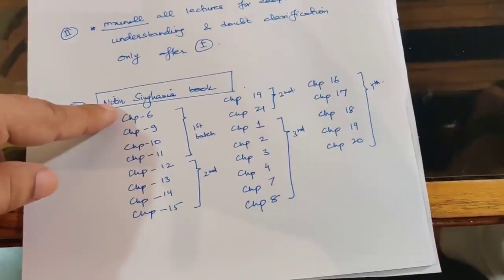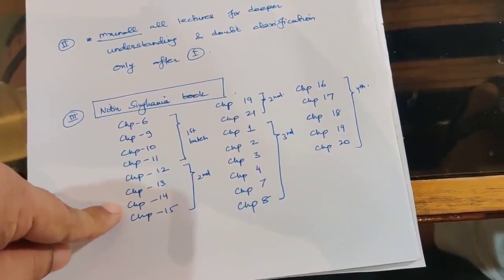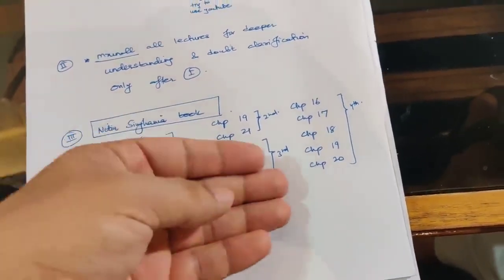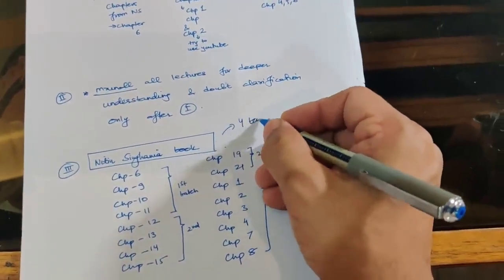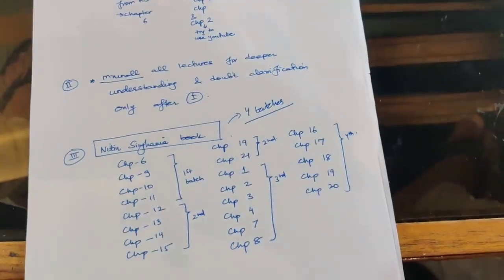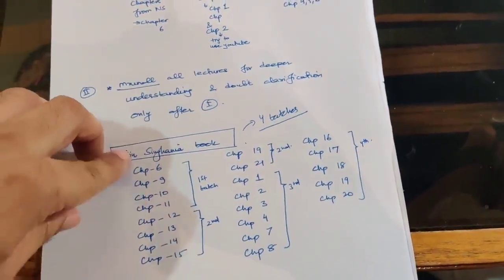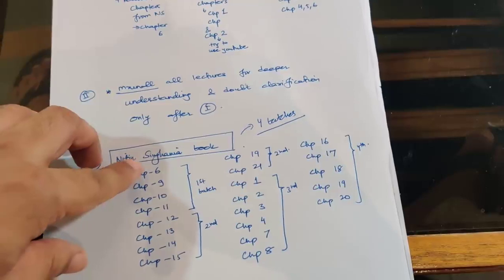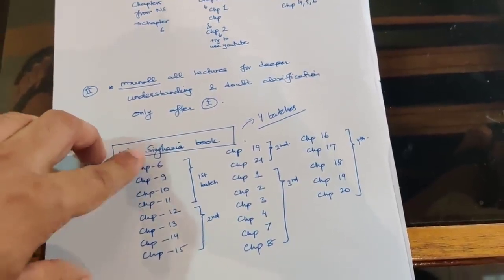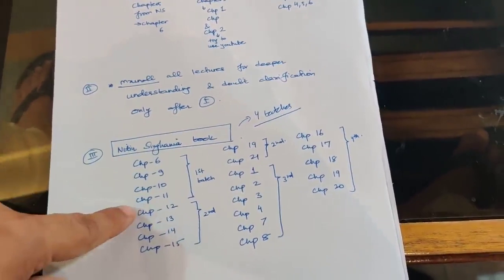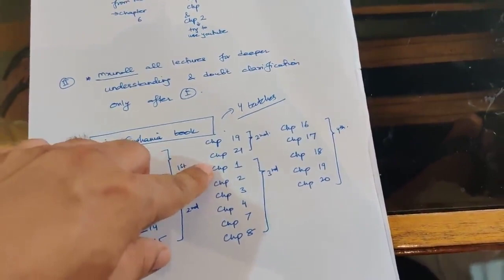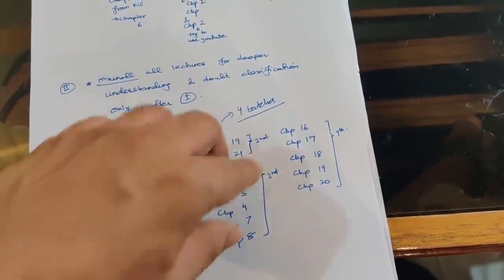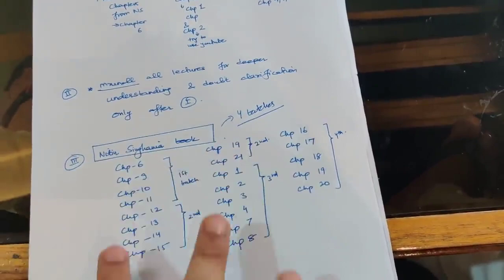This is the sequence in which you should read the Nitin Singhania book. This is the first batch, second batch, third batch and fourth batch. So I have divided the Nitin Singhania book into 4 batches or 4 units. Chapter 6 to 11 is the first batch: 6, 9, 10, 11. Second batch is chapters 12, 13, 14, 15, 19 and 21. The third batch is 1, 2, 3, 4, 7, 8. And the fourth batch is 16, 17 to 20. So these are the 4 batches in which you should divide this Nitin Singhania book.